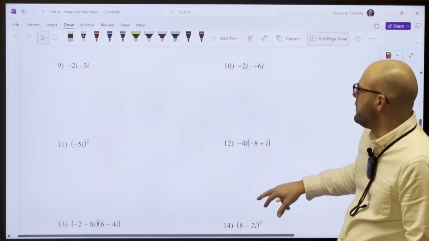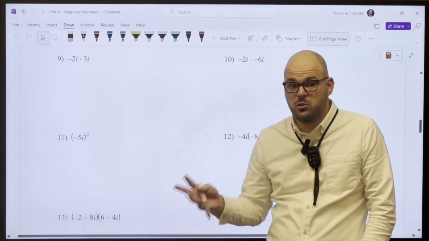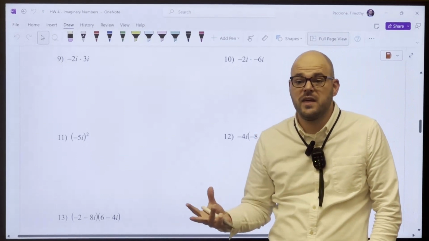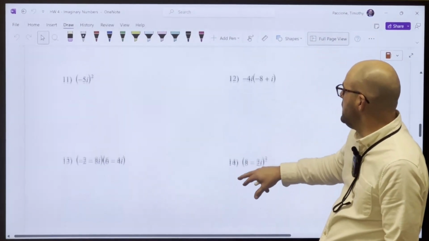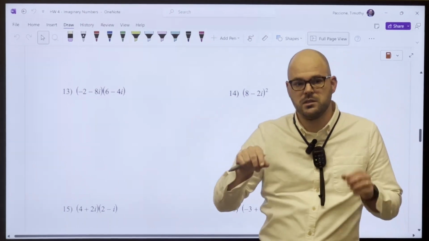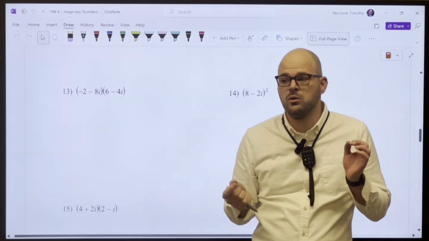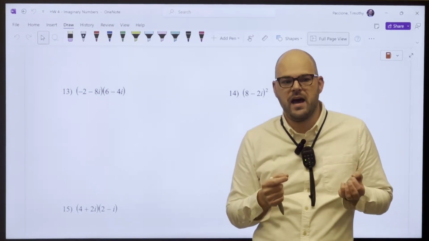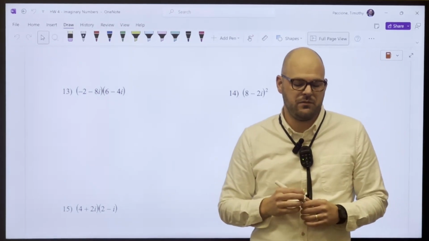Then we were multiplying with I, so then you're going to end up with I squared a lot. So do you know what to do with that I squared? And then multiplying is a little bit more difficult when you have 2 binomials and you have to FOIL, right? So do you know how to FOIL when you have I, and what happens to the numbers after you do?